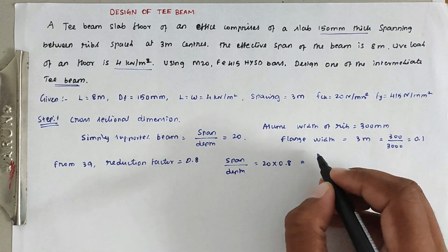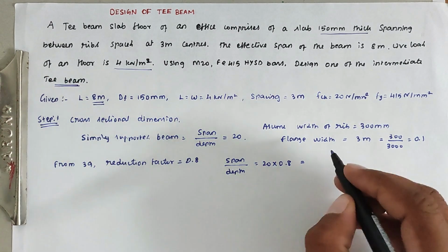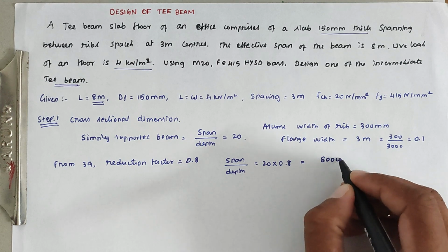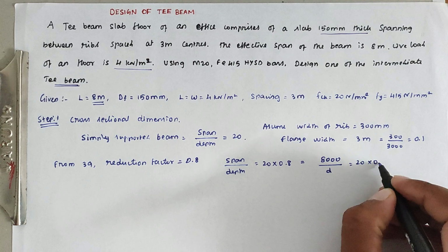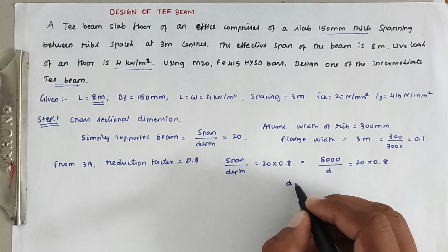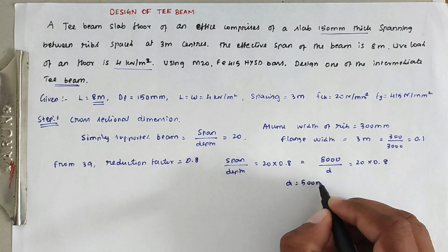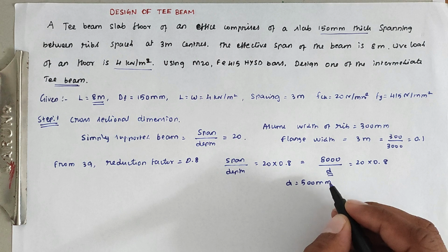Now the span length is 8 meter. So 8000 divided by d equals 20 into 0.8. Solving this, we get the value of d as 500 mm.